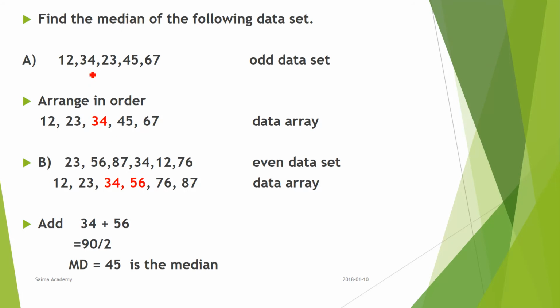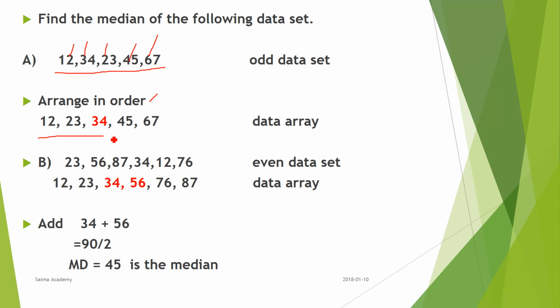So we will do some examples here. Find the median of the following data set. This is the data set: 12, 34, 23, 45 and 67, and this is an odd data set. See, 1, 2, 3, 4, 5, and 5 is an odd number. If you have an odd data set, it is very easy. First of all, you have to arrange in order, as I told you, in ascending order: 12, 23, 34, 45, 67.